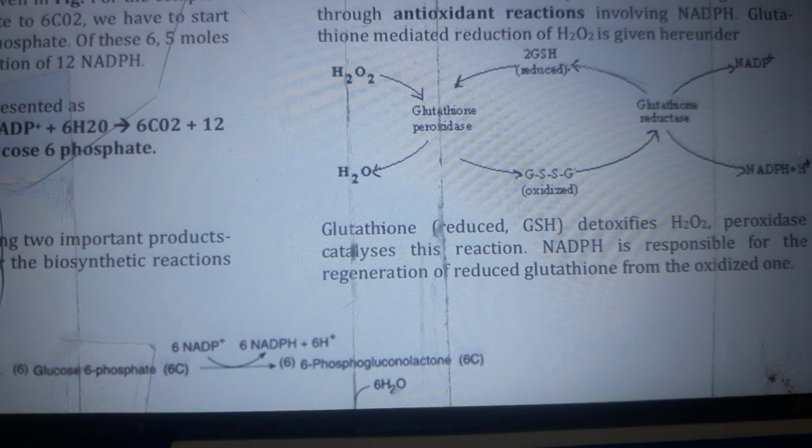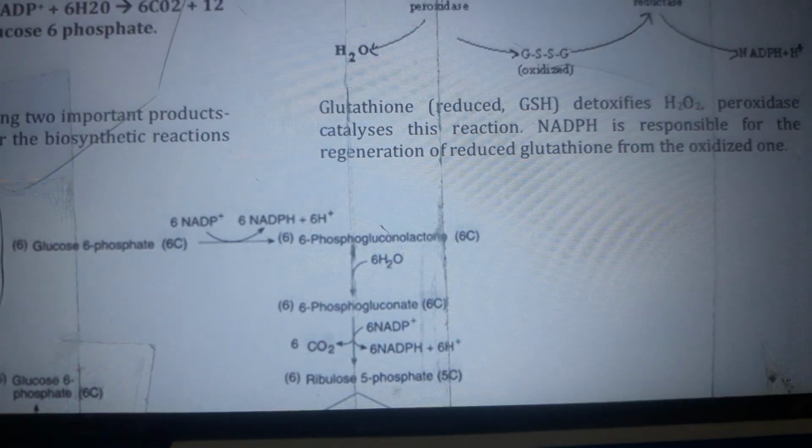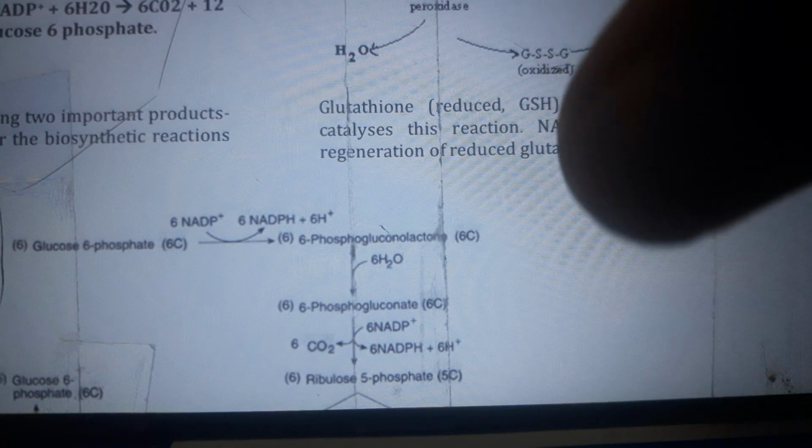Glutathione-mediated reduction of H2O2 is given hereunder, where H2O2, in the presence of glutathione peroxidase, gives water, and is reduced by 2 GSH to give GSSG, oxidized glutathione. Then glutathione reductase gives the production of NADP+. Glutathione reduced, GSH, detoxifies hydrogen peroxide. Peroxidase catalyzes the reaction. NADPH is responsible for the regeneration of reduced glutathione from the oxidized one.